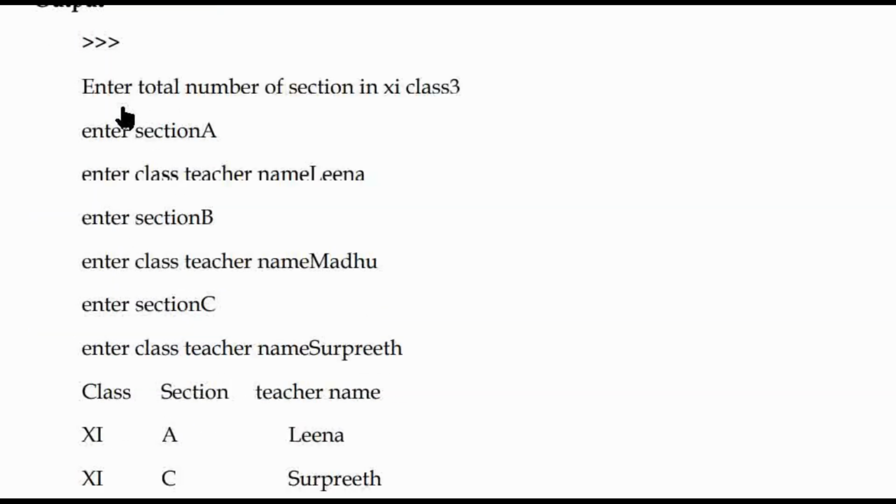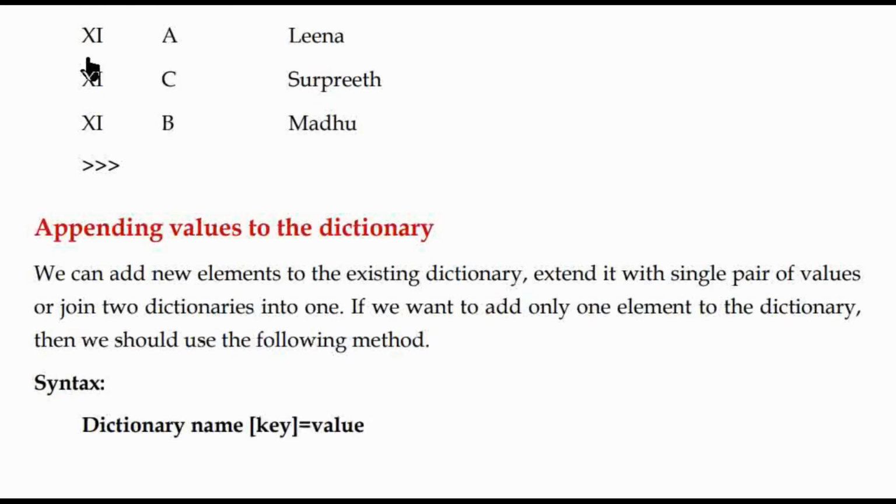Look at the output. Enter total number of sections in class 11: 3. Enter section A. Enter class teacher name: Lena. Enter section B. Enter class teacher name: Madhu. Enter section C. Enter class teacher name: Surpreet. Class, section, teacher name: 11A Lena, 11C Surpreet, 11B Madhu.